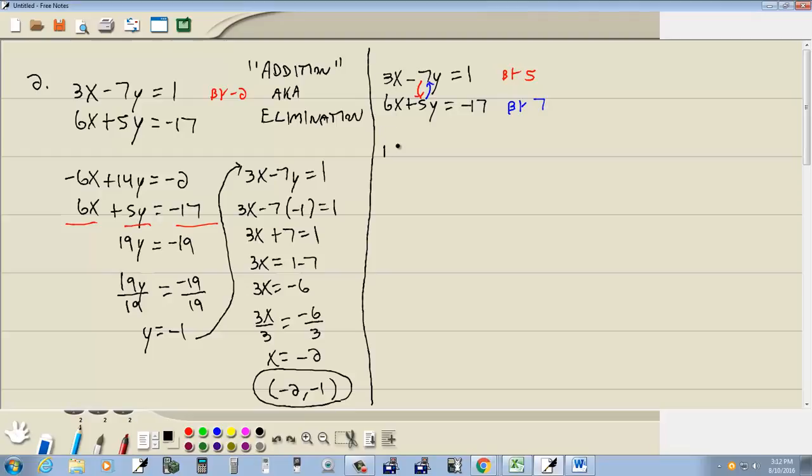Okay, 5 times 3 gives us 15x, minus 5 times 7 is 35y, and 5 times 1 is 5. 7 times 6x is 42x, 7 times 5 is 35y, 7 times negative 17 is negative 119, and now I'll add them together. That gives us 57x, negative 35y plus 35y cancels, eliminates. 5 minus 119 is negative 114. So the y's are gone, they're eliminated, so now I'm going to divide both sides by 57.